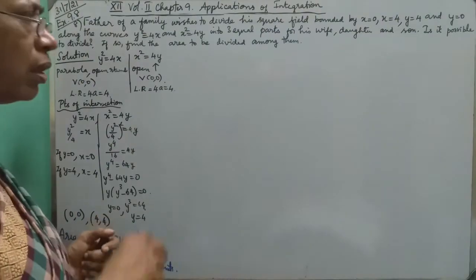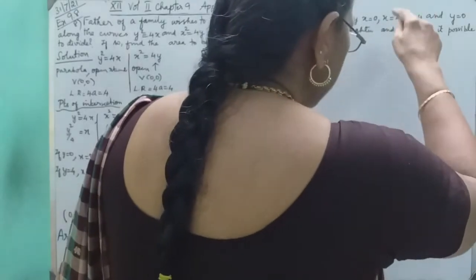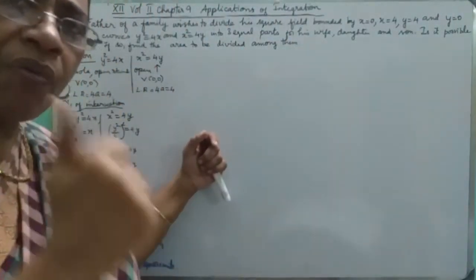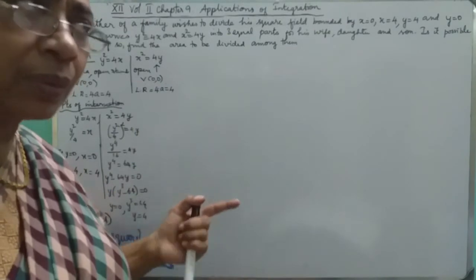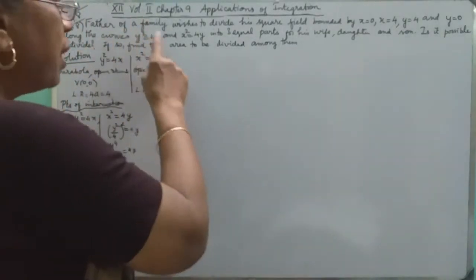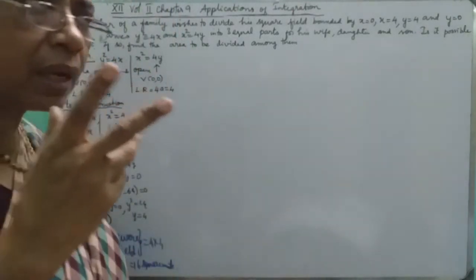Now what about the field? The field is bounded by x equal to 0, x equal to 4, y equal to 4 and y equal to 0. Then how are we going to divide the square field into 3 parts with the help of the curves y square equal to 4x and x square equal to 4y? What are they? Both are parabolas.